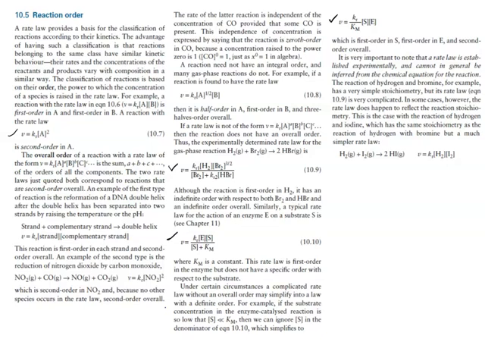In some cases, however, the rate law does happen to reflect the reaction stoichiometry. This is the case with the reaction of hydrogen and iodine, interestingly, which has the same stoichiometry as the reaction of hydrogen and bromine, but a much simpler rate law.